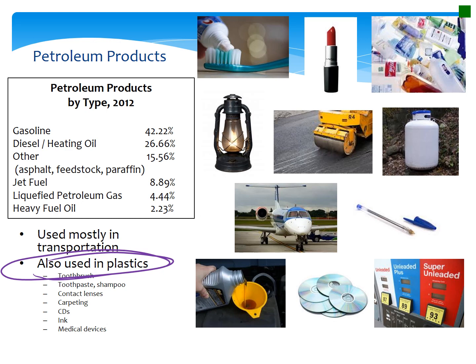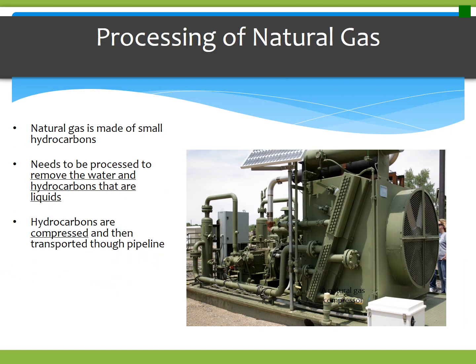Plastics. So your toothbrush, your toothpaste, your shampoo, your contact lenses, carpeting, CDs, ink. You guys don't even use CDs anymore. Anything that is plastic has originated from oil. Okay, so not only do we use most of it towards transportation, but we also use it in our everyday lives and for goods and household items.